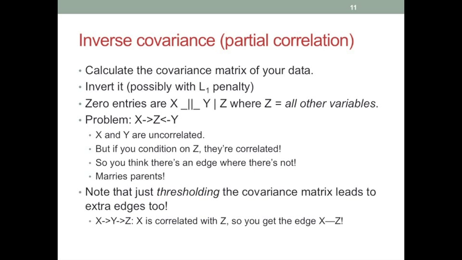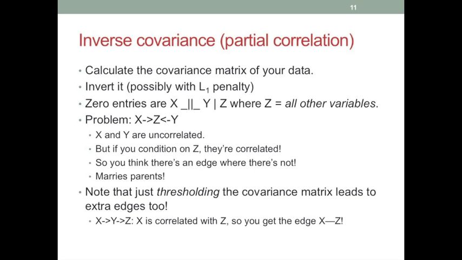Inverse covariance, I want to mention this in particular. The idea is that you calculate the covariance matrix of your data, and then you invert it, possibly with an L1 penalty. Or you estimate the inverse covariance matrix directly without calculating the covariance matrix first. But you get the inverse covariance matrix. And then the zero entries are where x is independent of y conditional on z, where z is all the other variables. Now, what's the problem with this?